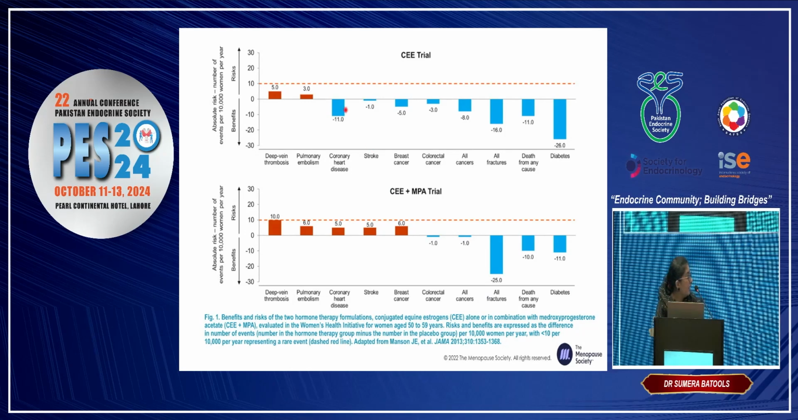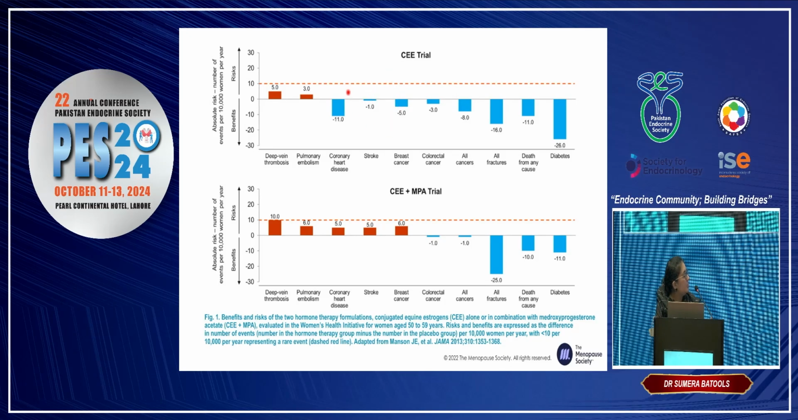So this is a trial which was evaluated in the Women's Health Initiative. You can see 2 groups. The first group is a group of women who received estrogen alone, which is conjugated equine estrogen. And this is the estrogen plus progesterone group. This dotted line represents less than 10 events per 10,000 women per year. So an event below this line is considered a rare event, and if it crosses this line, it is considered significant.